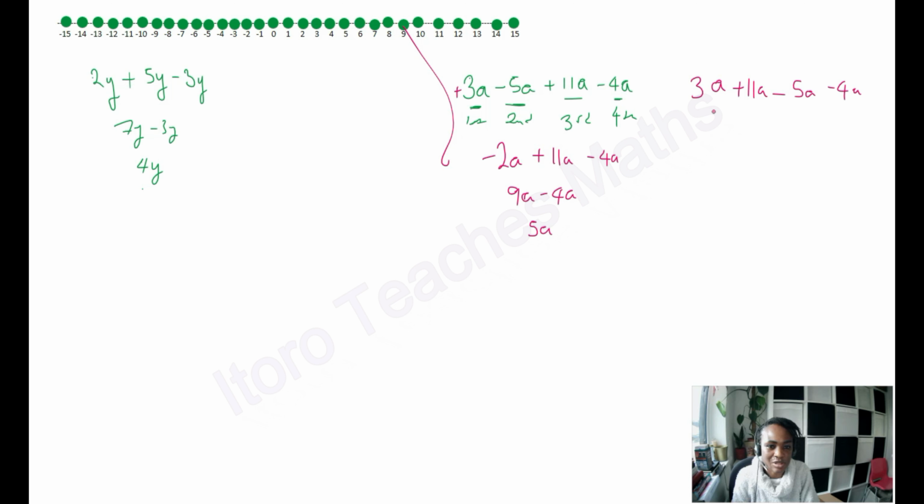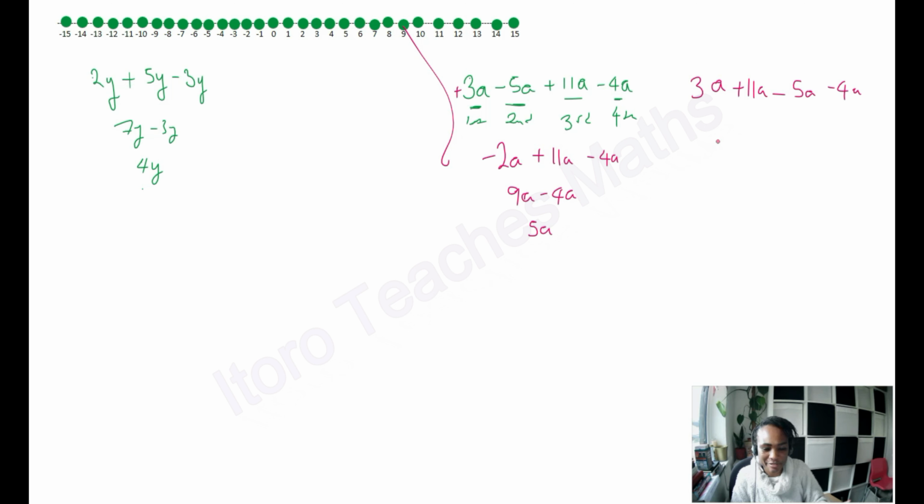So now 3 plus 11, that's 8a, minus 5a, minus 4a. So no, 3 plus 11 is 14. I was wondering what happened there. So scrub that. Let's go back. Let's take that away because I was thinking of something else. So let's do that again.